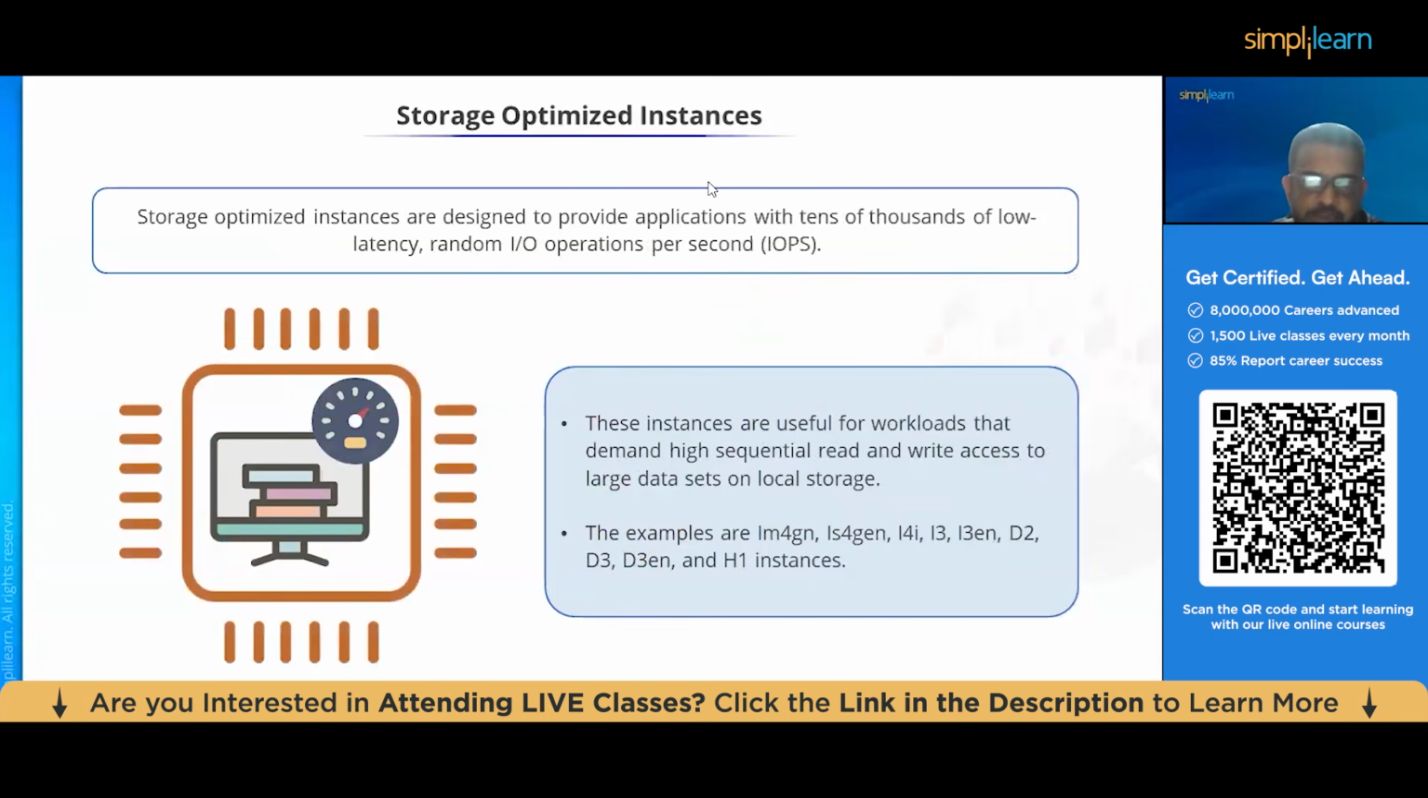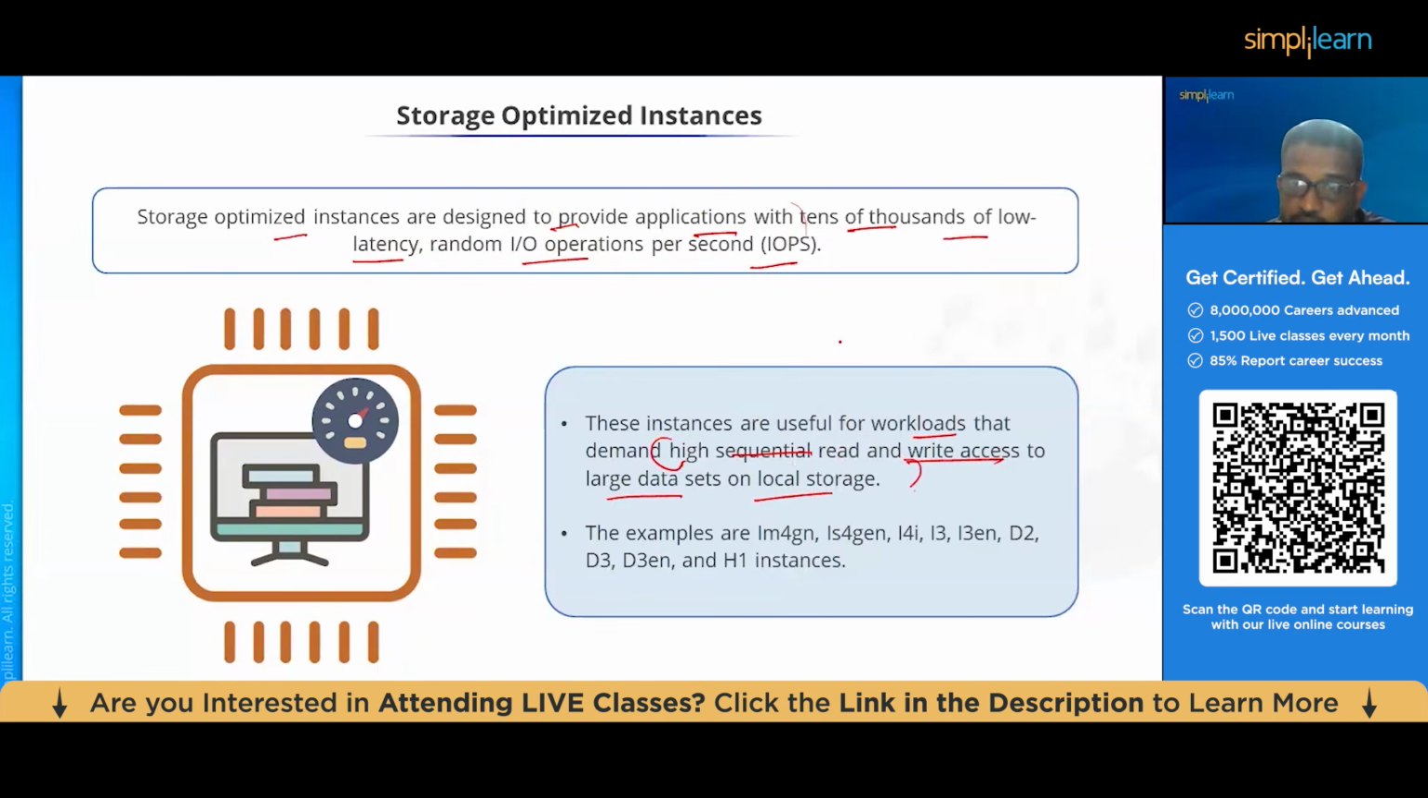Now the next part is storage optimized instances. Storage optimized instances are designed to provide applications with tens of thousands of low latency random IO operations per second. Storage optimized instances are specially designed for, and useful for, workloads that require high sequential read and write access to a large data set on local storage.